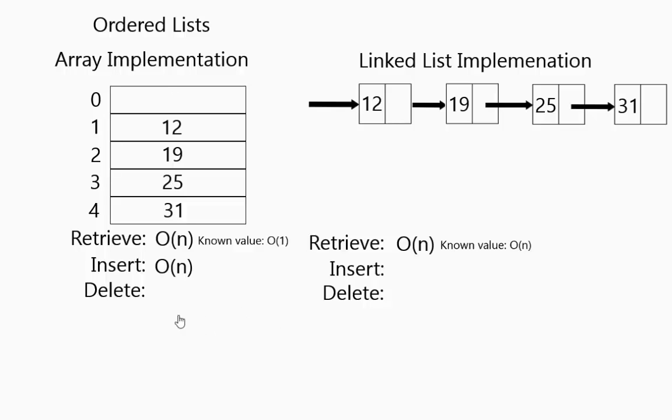Now with an array, when you delete things, you have the same issue where you delete it, you'd have to move everything back up. So once again, you would have, in the worst case, big O of n.